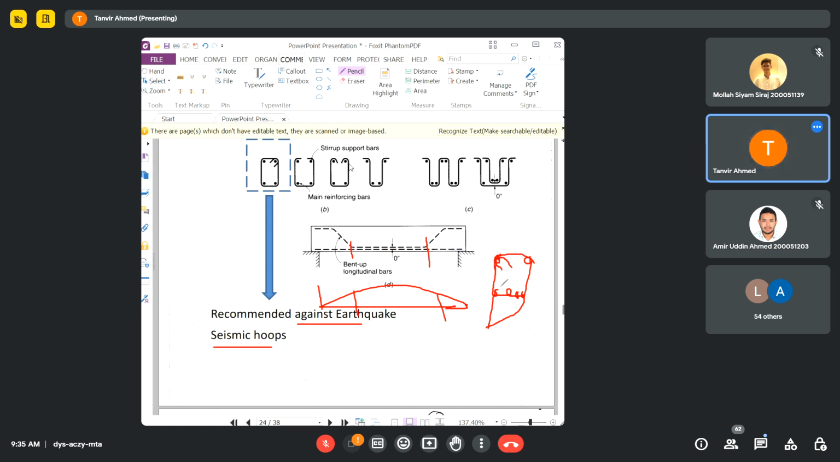So you can take two of these bars straight. You can keep them continued throughout the whole span of the beam, and you can crank the other two bars.